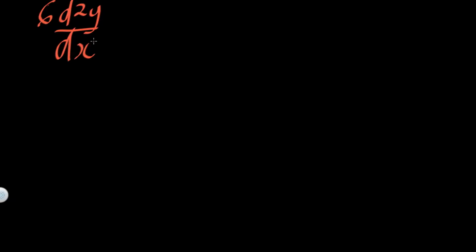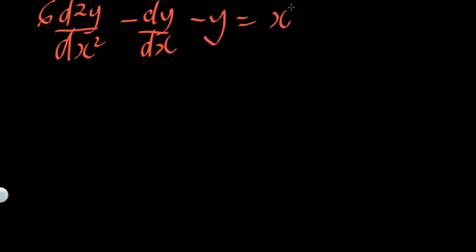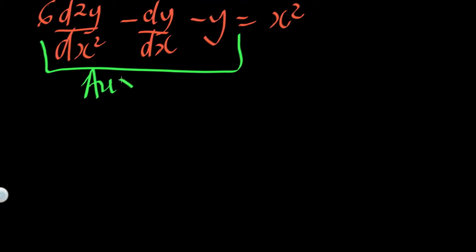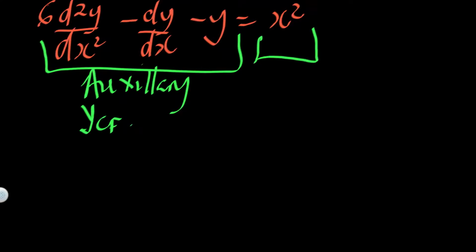Let me rewrite the question, and then I'll show you how you deal with this situation. We had 6 d squared y over dx squared minus dy/dx minus y equals x squared. I said we use the left-hand side to get our auxiliary equation, which we solve, and after solving that, we can deduce our complementary function. But now we use the left-hand side to get our particular integral.